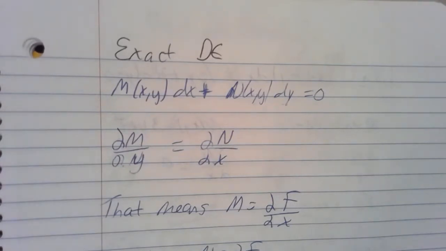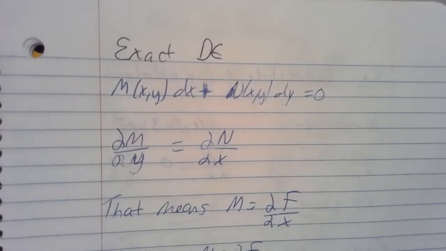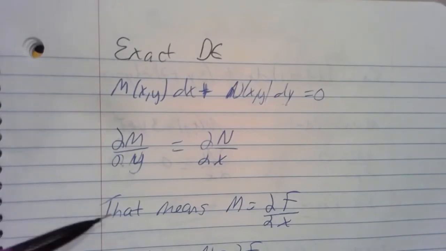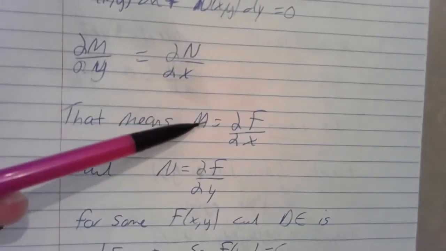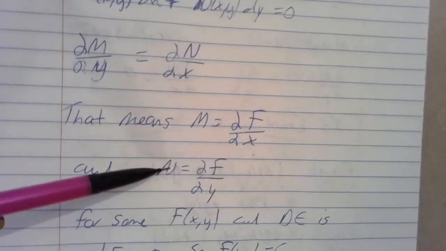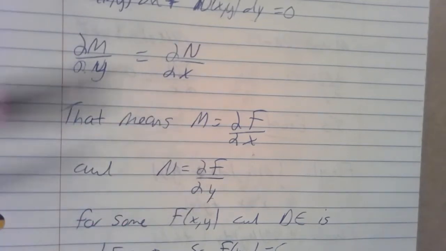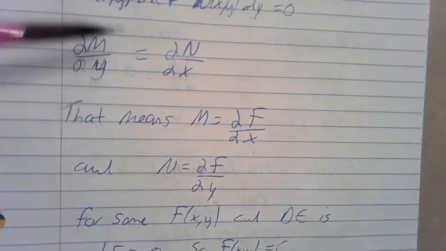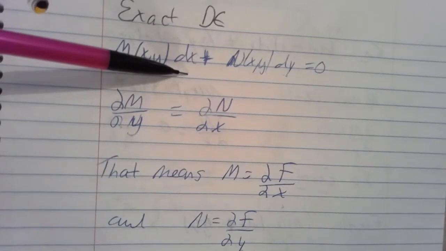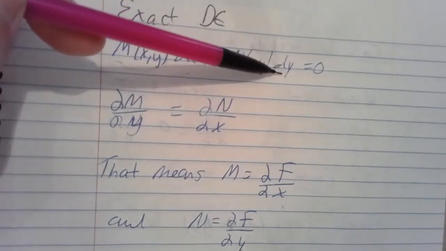The only way that could happen is if this entire DE was actually the full complete differential of some higher order function f, which means the M is actually somebody's partial with respect to x, and N is somebody's partial with respect to y. Okay, so there's a lot going on here. Be careful with this. This guy is somebody's partial with respect to x. He's beside dx. This guy is somebody's partial with respect to y, and he's beside dy.